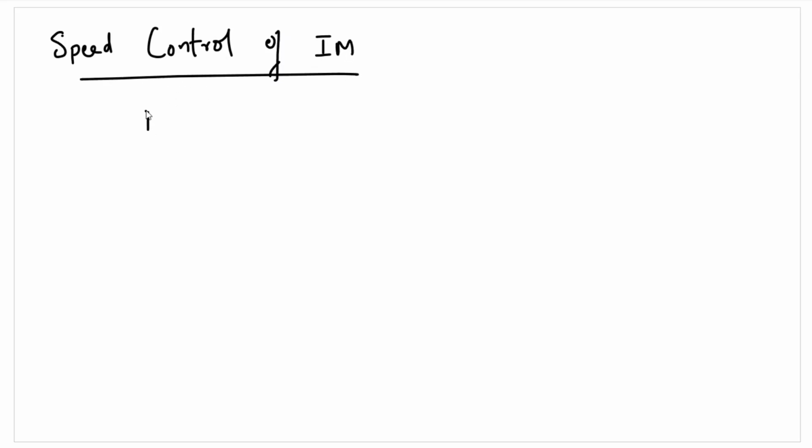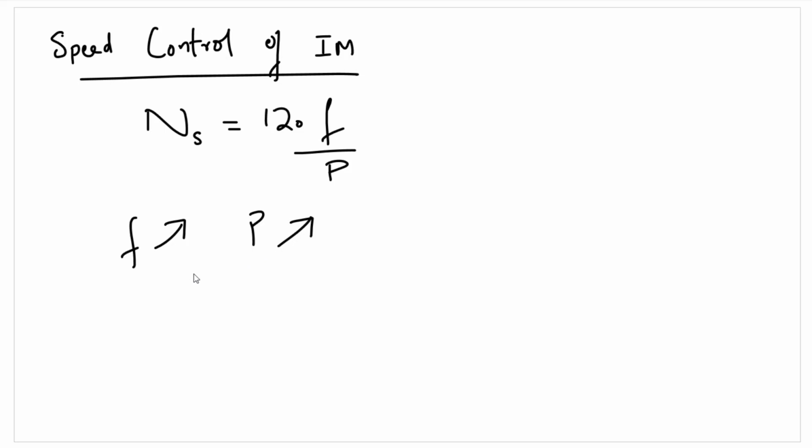We know that the synchronous speed of induction motor is 120 F by P. So if we can vary F and we can vary the P, the frequency and the poles of the induction motor, we can control the rotor speed as well.